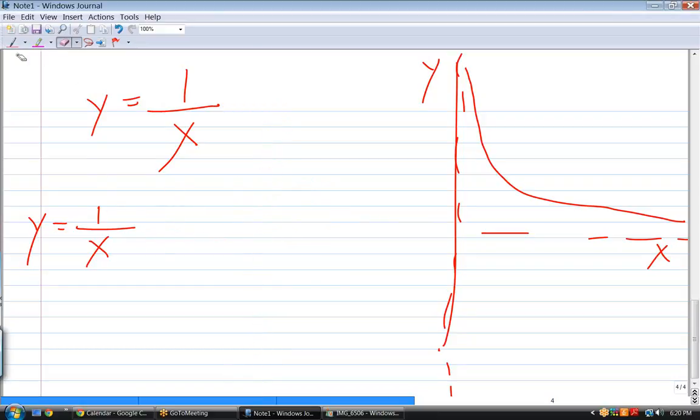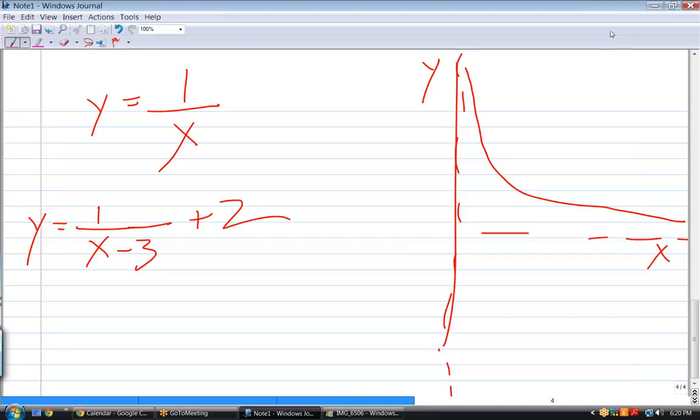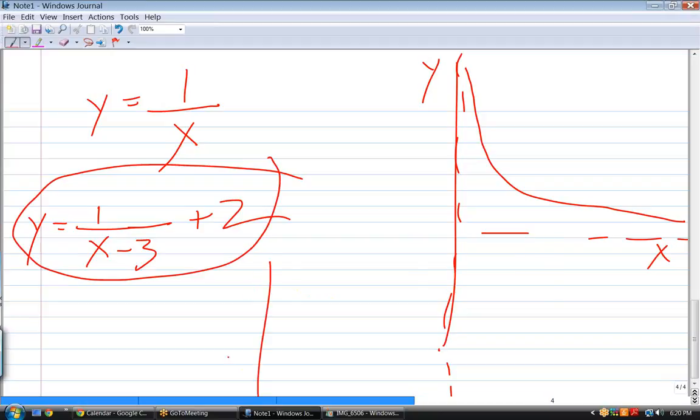Let's put an X minus 3 plus 2. And that's what they're talking about. Some number over X minus another number plus K. Okay? So it's just a variation of the hyperbolic function.